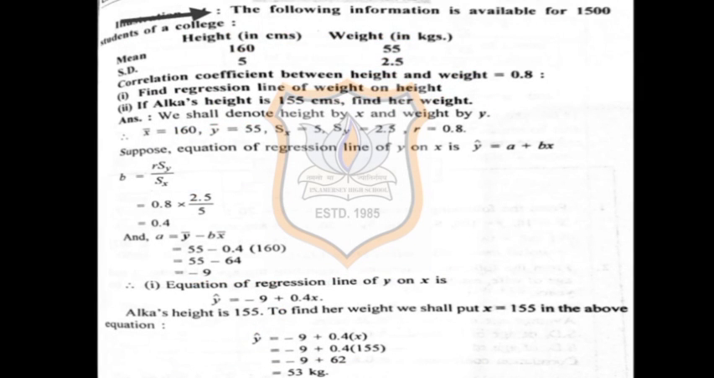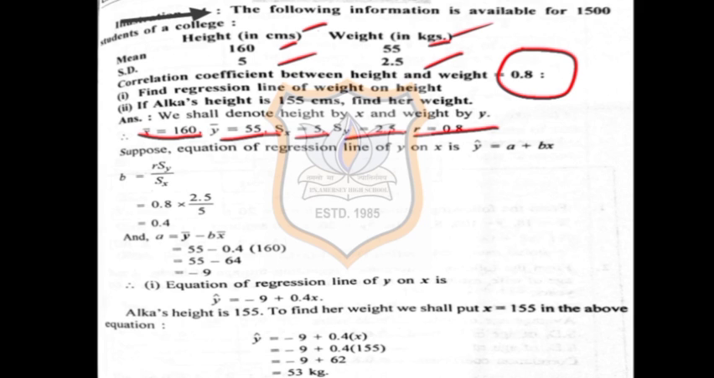Let's take another question. The information is available for 1500 students of a college. Their heights in centimeter and weights in kg are given to us. So mean is 160, weight mean is 55, SD is 5 and 2.5. So we will take it as mean of height, that is x bar is 160, mean of weight, that is y bar is 55, Sx is 5, Sy is 2.5. Then correlation coefficient between height and weight is 0.8. So r will be 0.8.